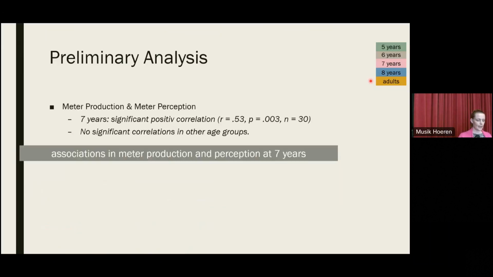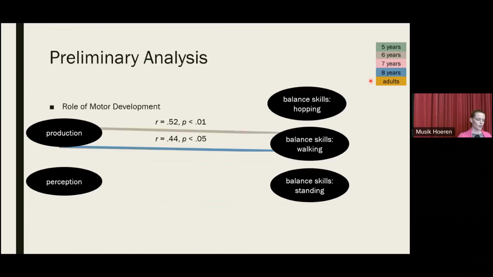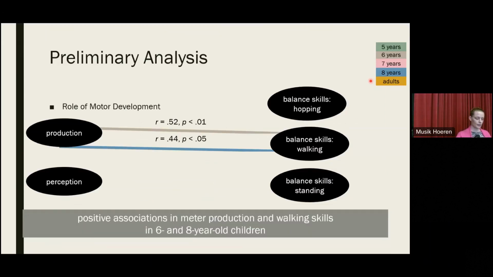And I think what might be interesting to show you is the role of motor development. We only saw a role of motor development for the production task, for the meter production task, and only for 2 age groups, the 8-year-olds and the 6-year-olds. And here there was a relation between balance skills, so walking, and the meter production skill.